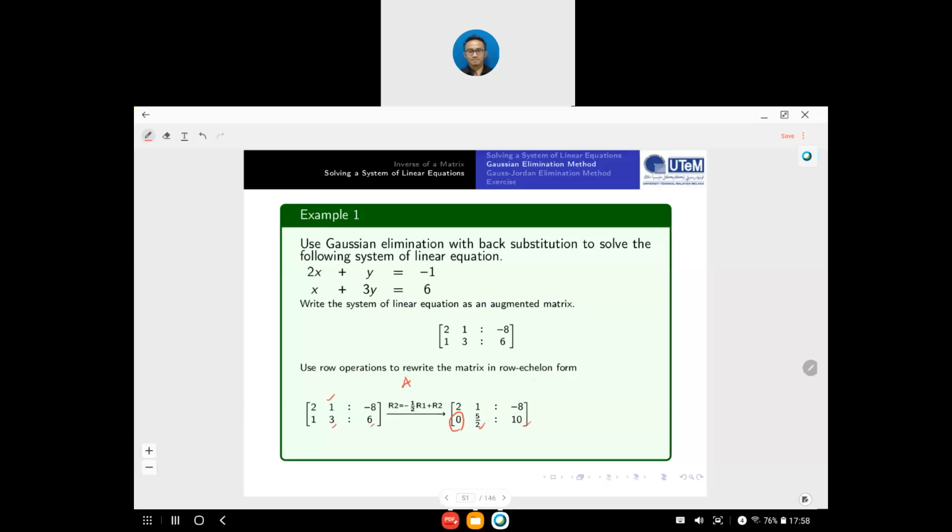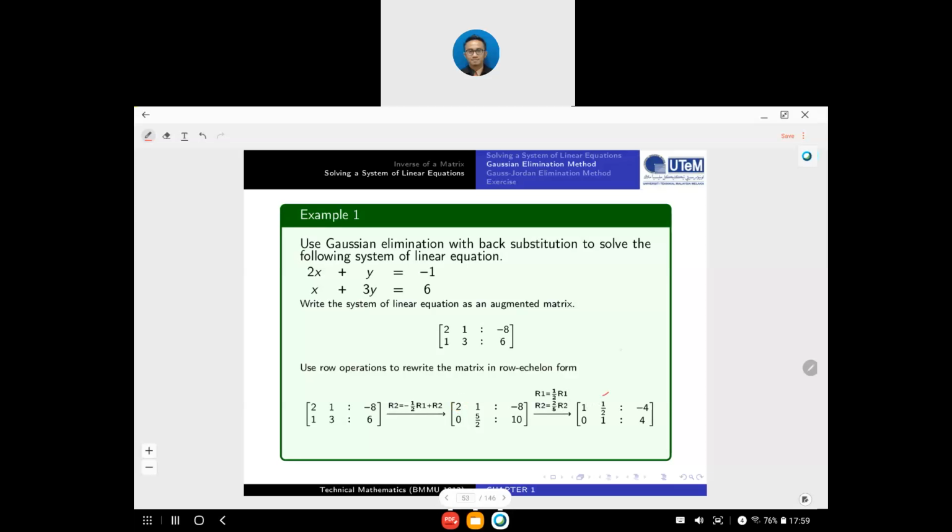Okay. Next, our target is to change 5/2 to 1, because you are using back substitution, the Gaussian elimination method. So 5/2 becomes 1, and then this one becomes 1. Okay, so we are using row 1 times 1/2, row 2 times 2/5. It changes there, so you can get 1. So your final answer is 1, 1/2, -4, 0, 1, 4. Okay, only that one.